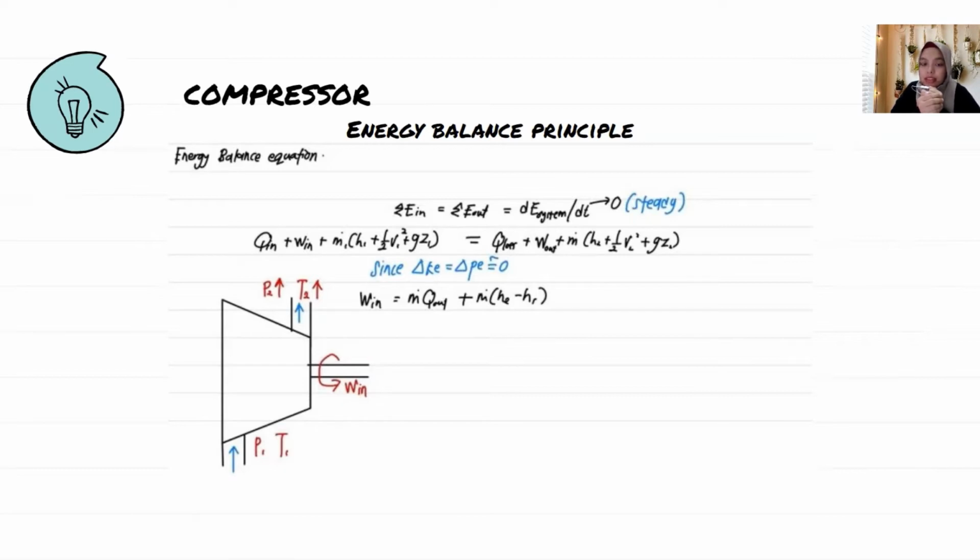Why? Because the velocity is the same, since the surface at the inlet and outlet is the same. The potential energy is also equal to 0, because the location of the inlet and outlet is the same from the top view. The final equation is W in equals m dot Q loss plus m dot (h2 minus h1). By the way, m dot inlet is equal to m dot outlet because there is only one inlet and one outlet.